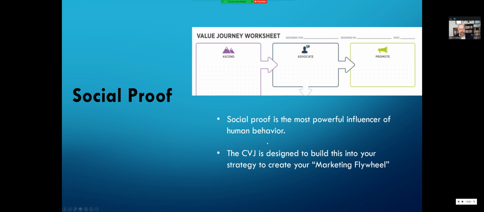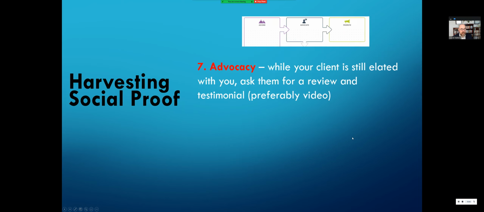And then the final step is social proof, and this is where we get all the power to help our prospect and lead convert into a client. The customer value journey is designed to give us both advocacy and promotion. And when we complete this, we create what we call the marketing flywheel or the predictable growth engine. So advocacy: while the client is still elated because of the product or service that you've delivered, you ask them for a review and a testimonial, and preferably a video testimonial. Video is 14 times more powerful than text.